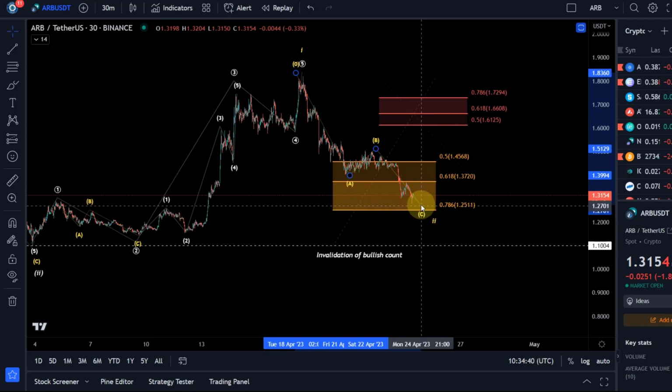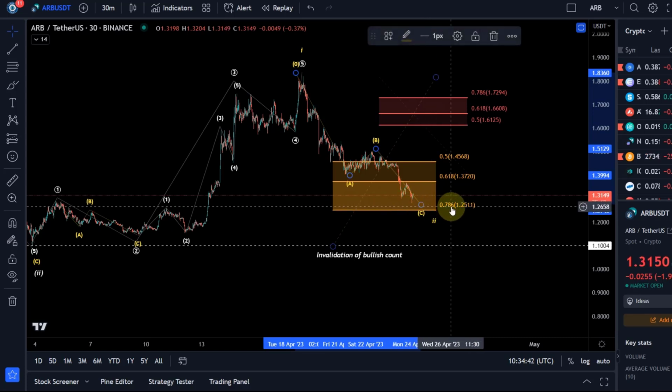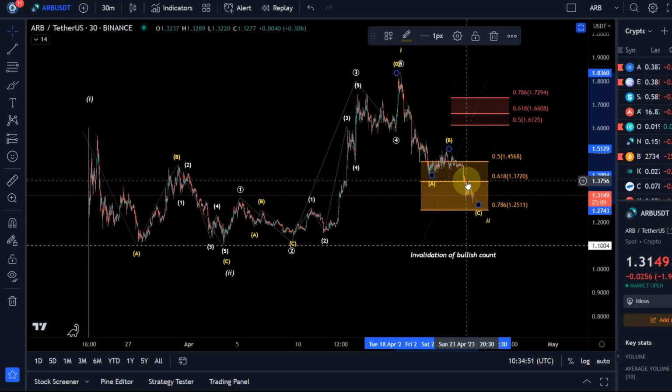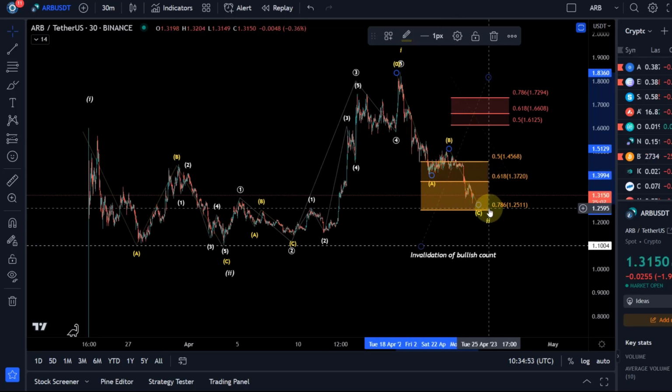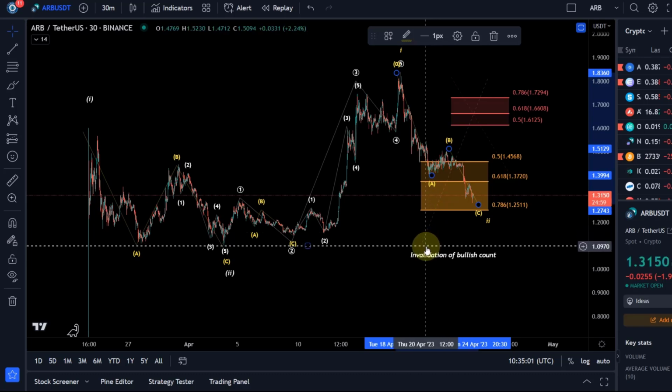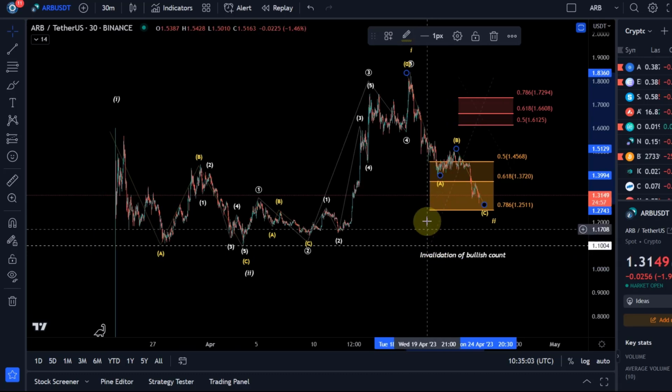So ideally this C wave ends as long as we stay above 125. As I explained to you, a break below 125 will be a very first warning that things are going to get very, very ugly. Below 125, I've got one more structural support at 115. But below that, that would be the second warning if that breaks. And then below 110, the bullish count is completely invalidated.